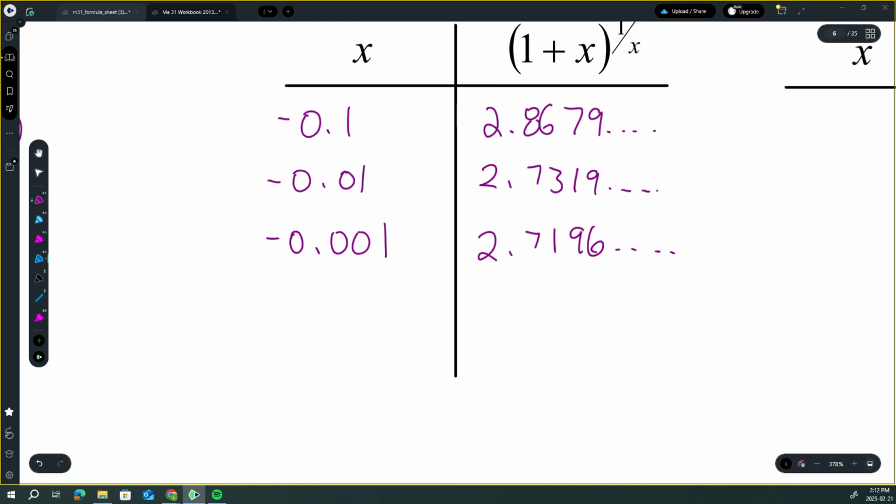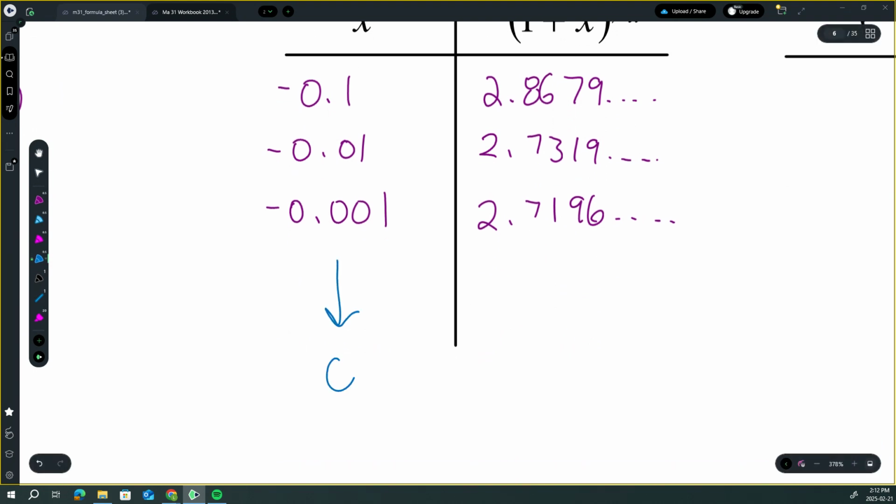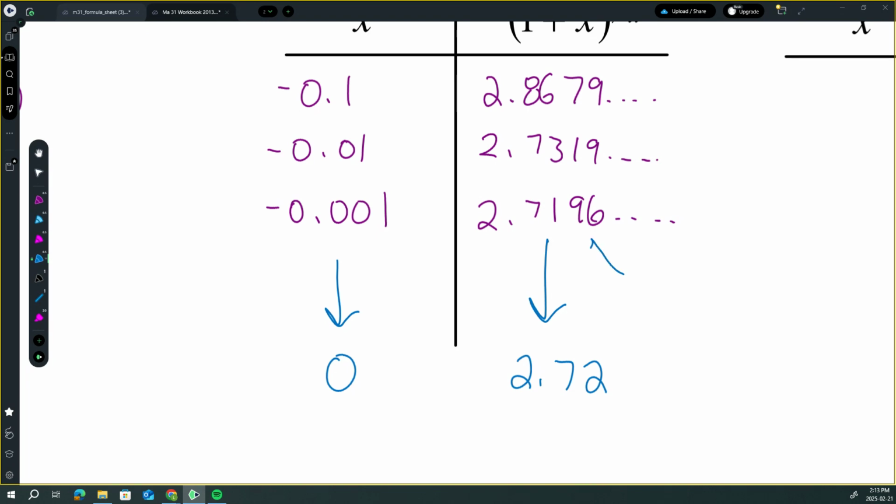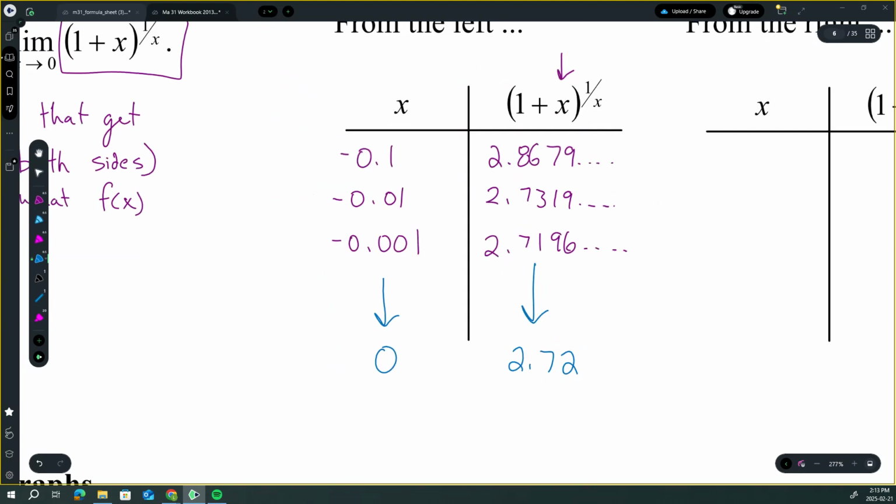So what we can conclude here is that as we approach 0, the number that f of x is approaching, slowly but surely, is, if we write it to 2 digits after the decimal, 2.72. We're just taking this number, writing it to 2 digits after the decimal place, and rounding that last digit.